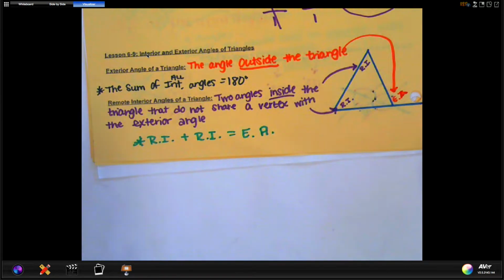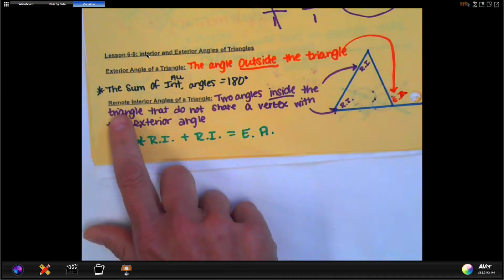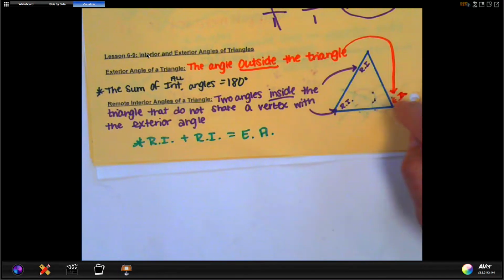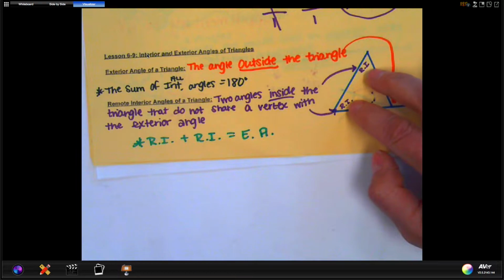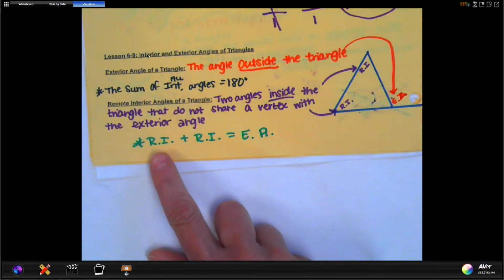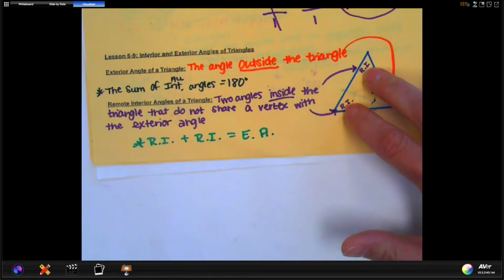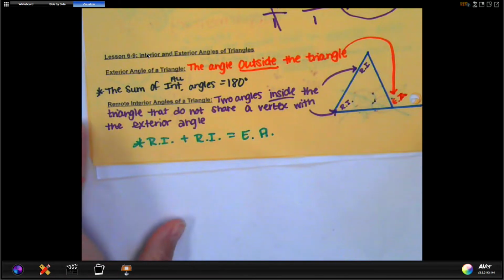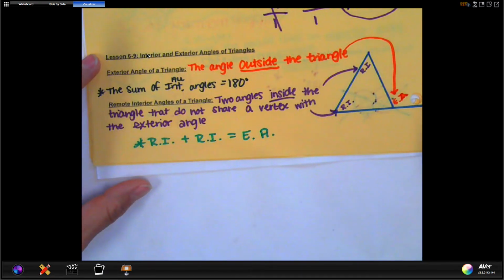And then the other definition is the remote interior angles. Those are the angles that are opposite this exterior angle that are inside. So they do not share this vertex. They're on the other side. And there's a theorem that goes with this, and that is that these two remote interior angles can be added together to get the value of the exterior angle, and we're going to use that today as well. Again, if you need to pause the video to write the rest of the definitions, do that now.